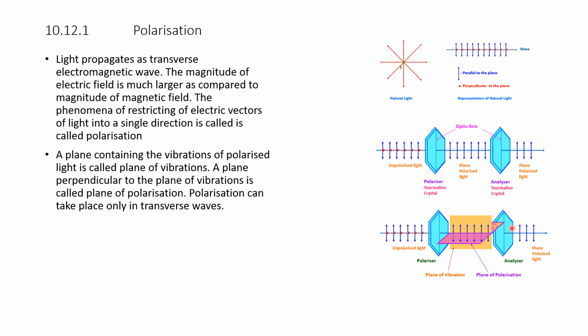Hence, this is an analyzer. By rotating the analyzer, we will know whether it is vertically polarized or horizontally polarized. Hence, a plane perpendicular to the plane of vibration is called the plane of polarization. Polarization can take place only in the transverse direction, that is, the vertical component.